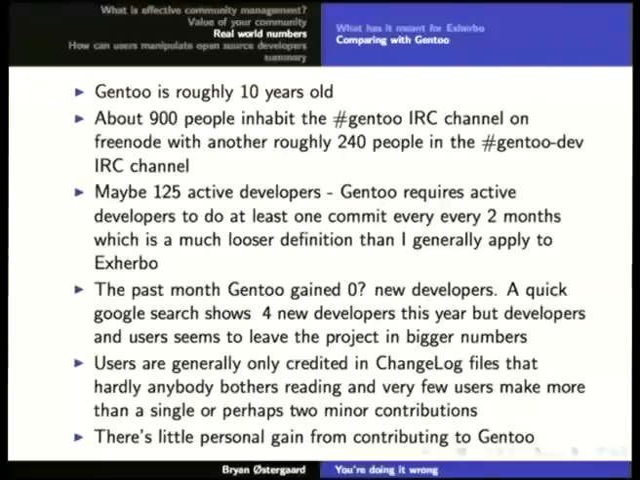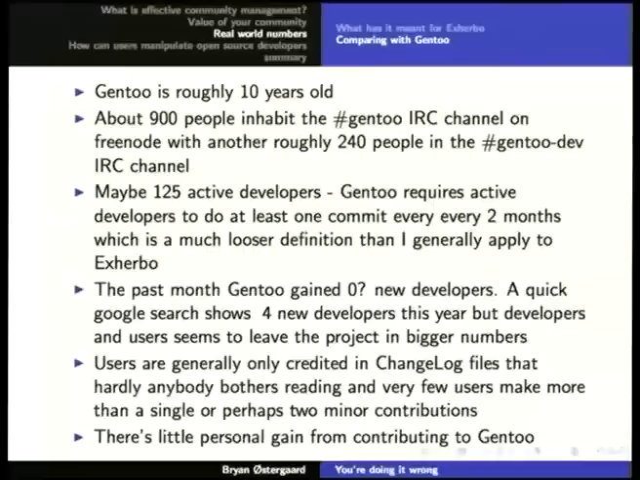And I'm not saying that Gentoo is doing badly or anything like that. They're doing quite well, just as well as many other big projects. I just think they could do a lot better, and so could other projects. And they don't seem to gain a lot of new developers either.